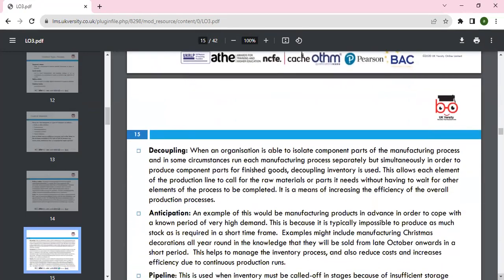Now decoupling, which we can look at, is when the organization is able to isolate the components or parts of the manufacturing, and run each manufacturing process separately but simultaneously in order to produce the component parts to finished goods. Decoupling inventory is used, and this allows the elements of the product line to call for raw material and parts without having to wait for the other processes to complete. It means increased efficiency of production.